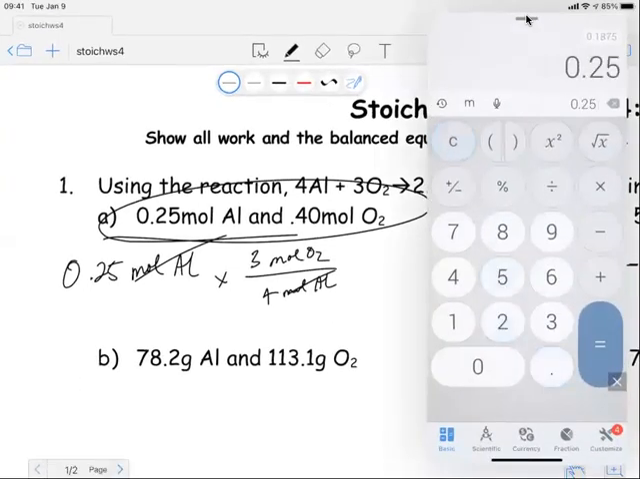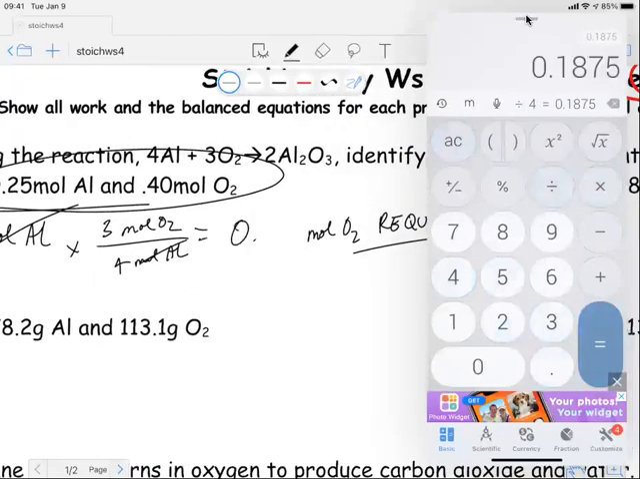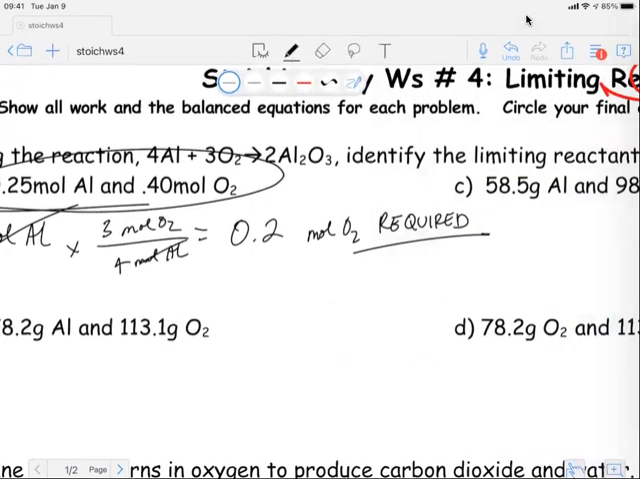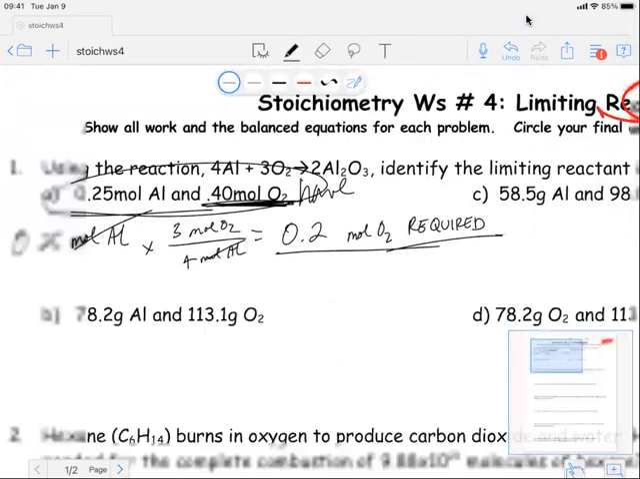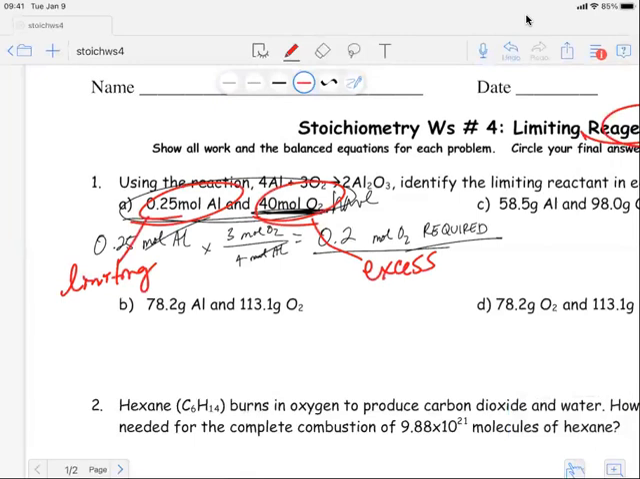Let's bring up my calculator. So I've got 0.25 times 3 divided by 4, and to make my life easy, I'm going to make this 0.2. So 0.2 moles of O2 are required. I have 0.4. So is this too much or too little? Is it the excess or is it limiting? Well, hopefully you recognize that 0.4 is greater than 0.2. I have more than what is required, which means O2 is in excess, which means Al is limiting, right?